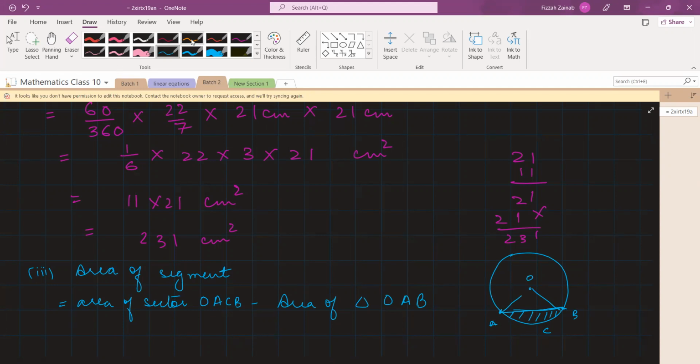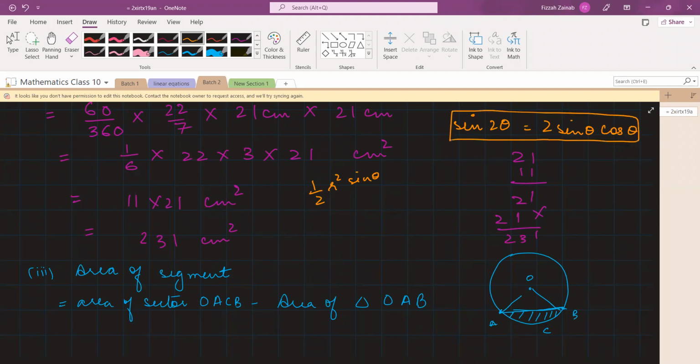See, Robin, what you were saying is that in the school you are using this formula, which is what you are using? Just tell me. Theta by 360 into pi r square minus half r square sine theta. Okay. See, this is the same thing because sine of 2 theta is actually equal to 2 sine theta into cos theta. Basically, this formula we have used here. Now let me show you how you can convert it.